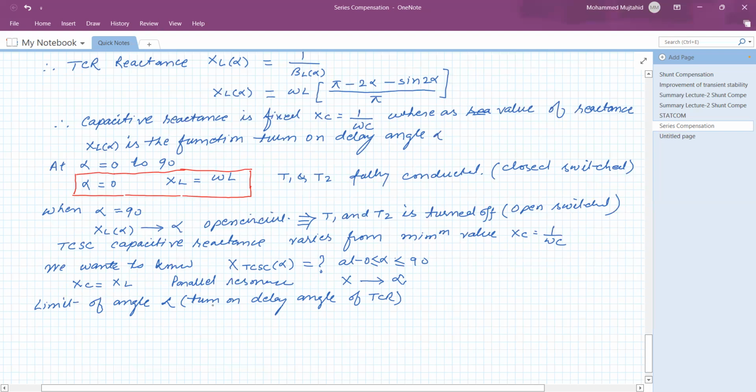So for the capacitive reactance, there is a limit of angle from 90 to this angle. So the limit, alpha C limit, is the capacitive limit angle, pi by 2 or 90 degrees, isn't it? And why is it 90 degrees? Because when the angle is equal to 90 degrees, the inductive reactance becomes infinite, that is an open circuit, and in the circuit there is only the capacitive reactance.